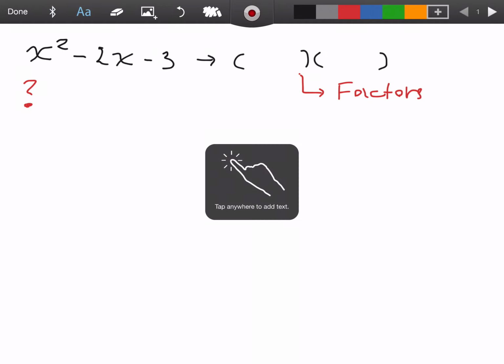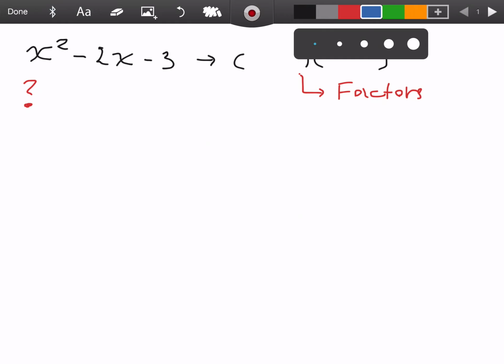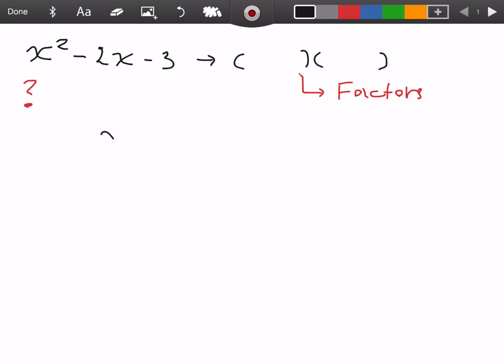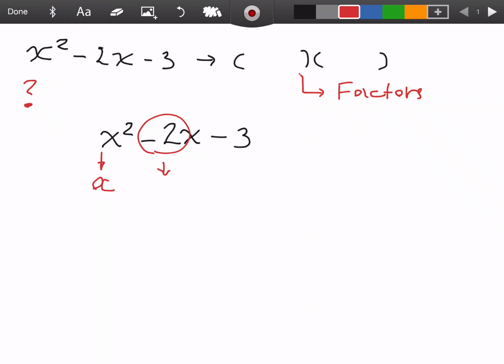To factorize an expression, first we need to identify the components of the expression. I'm going to write again x squared minus 2x minus 3. Just to recognize, the value of x squared is a, the value minus 2 for the x alone is b, and the value minus 3, the number that doesn't contain a variable, is c. It is going to be important to identify the method I'm going to apply in a while.